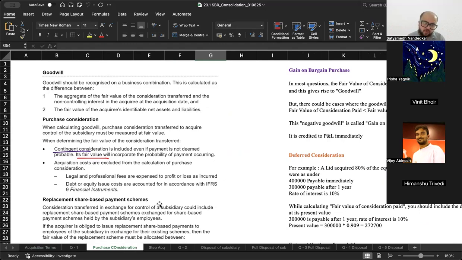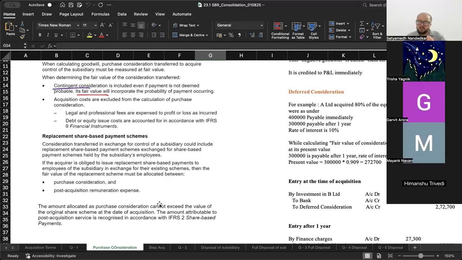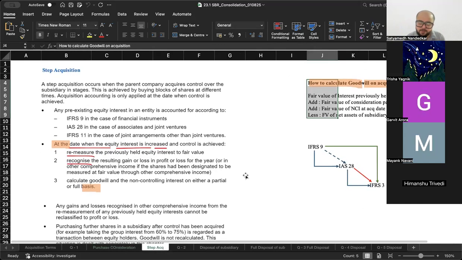Acquisition costs are excluded from the calculation of purchase consideration. Legal and professional fees and issue costs are not considered. And if there is a replacement share-based payment scheme, say for example, the entity that you have acquired had a share-based payment scheme of 3 million, and you went out and replaced it with another scheme so as to compensate the shareholders, but this scheme was worth 4 million. So out of the 4 million share-based payment scheme that you set up, the 3 million will be included in the purchase consideration. The remaining amount will be included as post-acquisition remuneration expense.